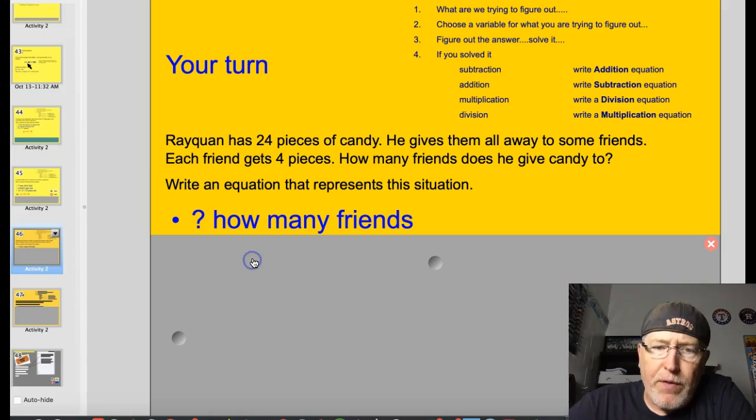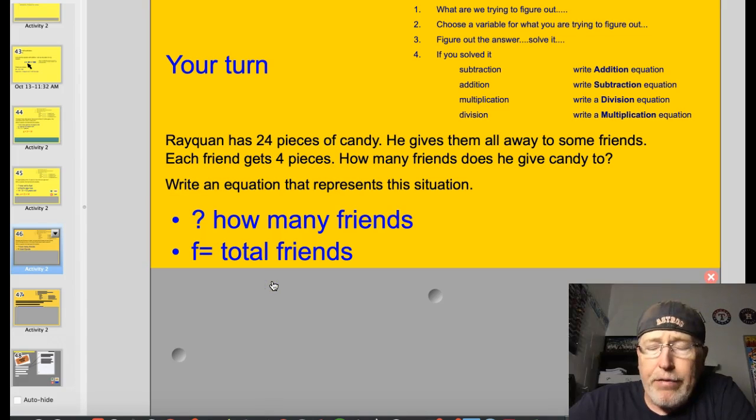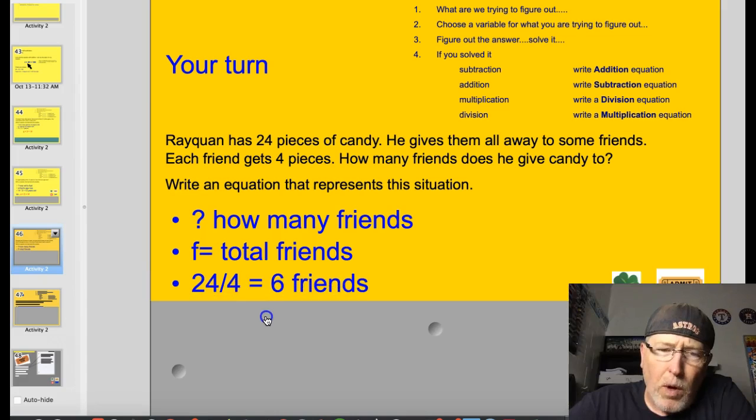All right, well, we're trying to figure out how many friends he had because he gave his candy away. They each got 4 pieces. We're going to use F for friends. That's the variable I chose. It made sense. And let's solve the dumb problem. Well, if you took 24 pieces of candy, each friend got 4. 24 divided by 4 would be a total of 6 friends.